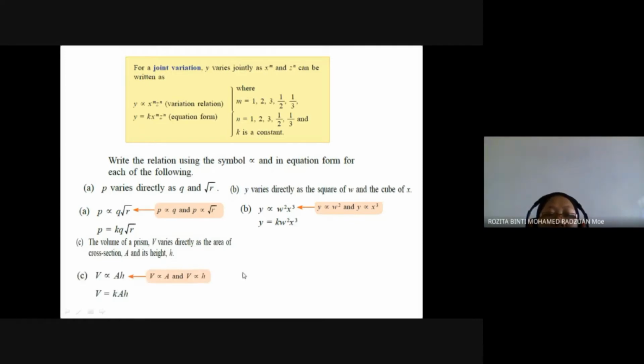Next. Example C we have in the form of solving problems. We have the volume of prism. The variable is V, varies directly as the area of cross section A. We have variable A for area and its height. The variable for height is H. So how do we write in the form of variation? V varies directly as AH. And then we have to transfer: V equal to KAH.